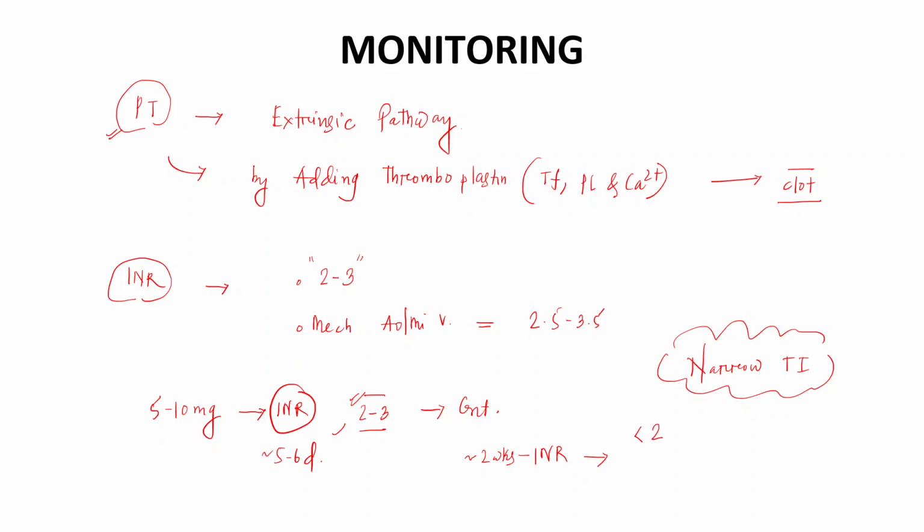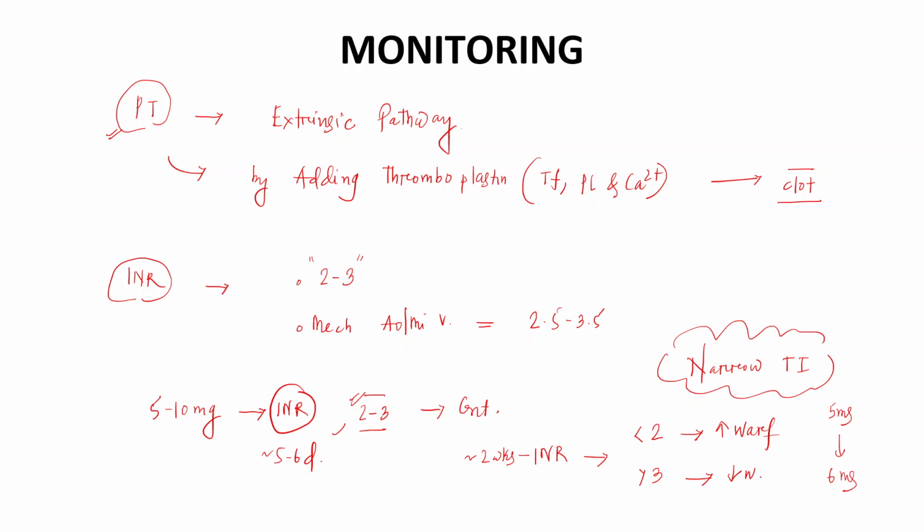If it is subtherapeutic, if it is less than 2, you have to increase the dose of warfarin. If it is more than 3 or 3.5, you have to reduce the dose of warfarin. Ideally, the change in the warfarin dose should not exceed 20% of the current dose. For example, if the patient is on 5 mg and INR is less than 2, you have to increase the dose to 6 mg. 6 mg means there is an increase by 1 mg, that is 20% of 5 mg. So ideally, you should not increase more than 20%.